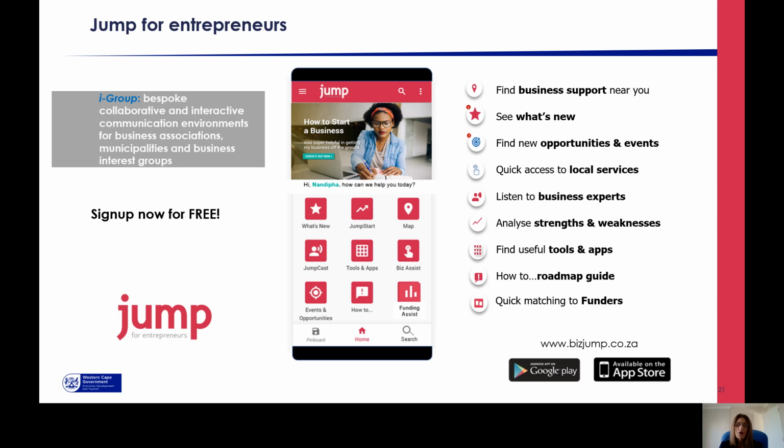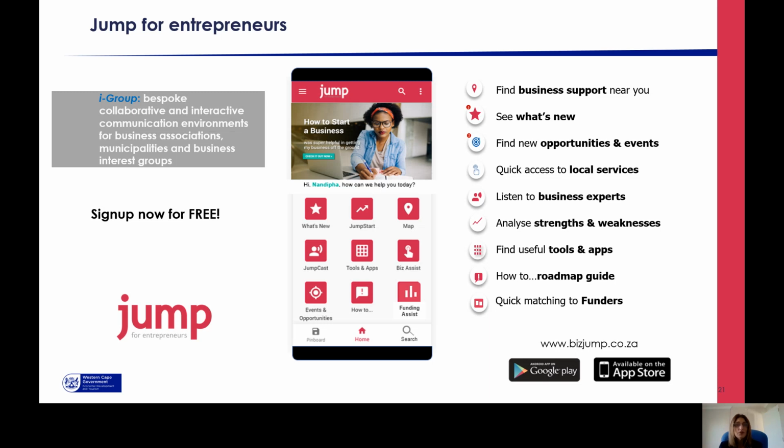How-to guides are short guides on pretty much every area of business, from human resources to marketing to cash flow management and that kind of thing, just to help improve those areas. And then obviously Funding Assist here. If you are looking for funding, you can go in here, complete the form, and potentially get auto matched to over 400 funders, and there's over 600 funding products there.